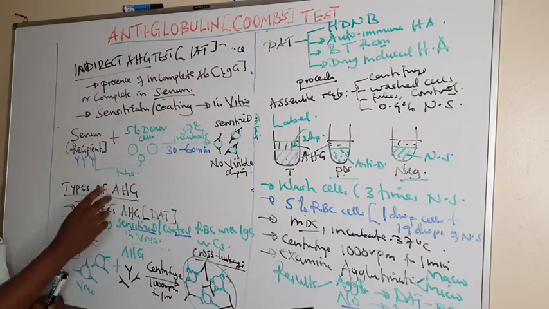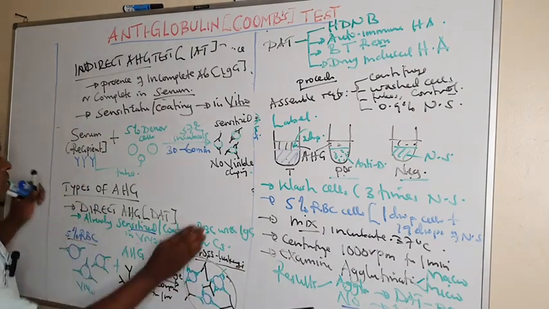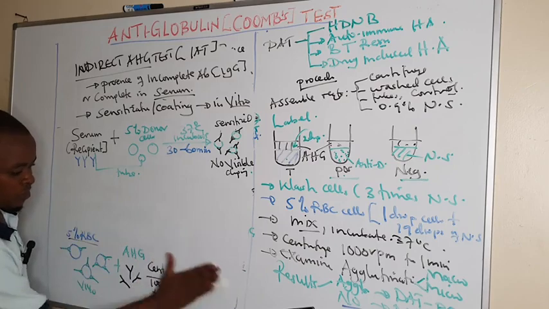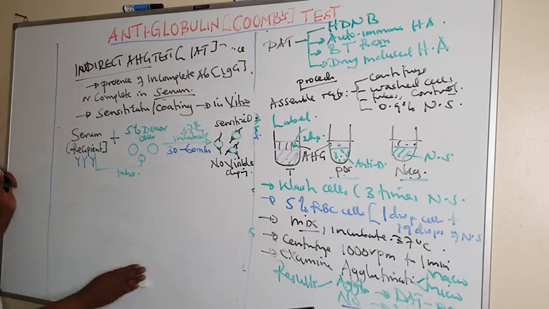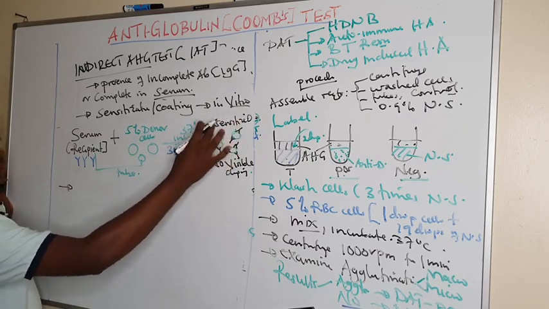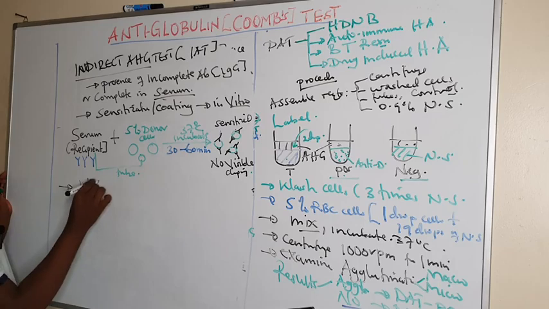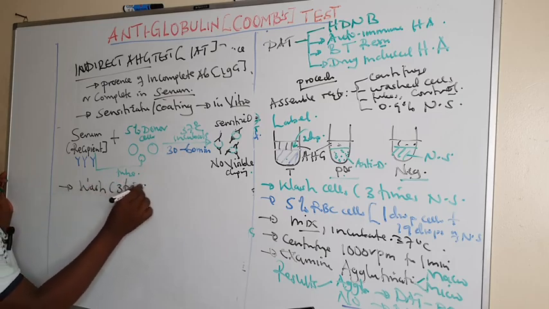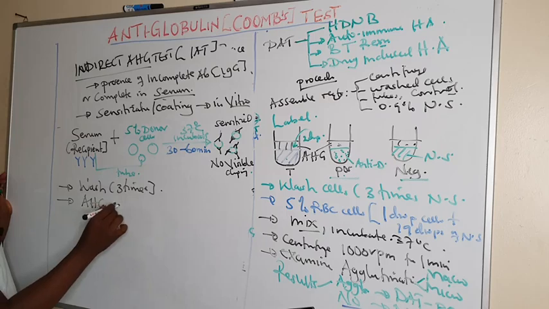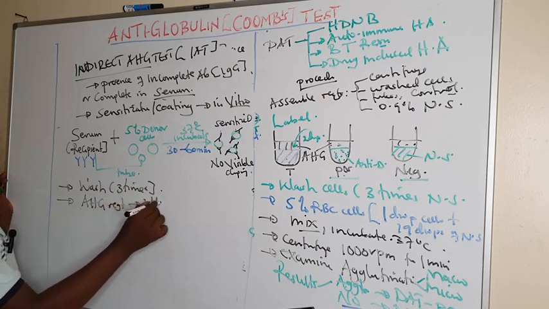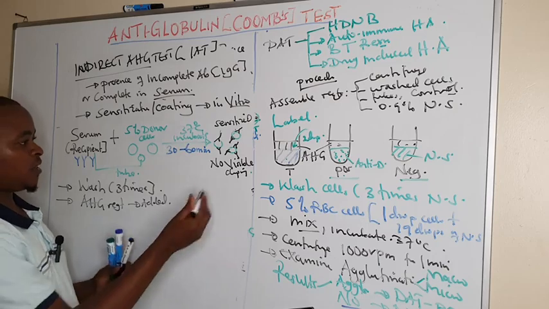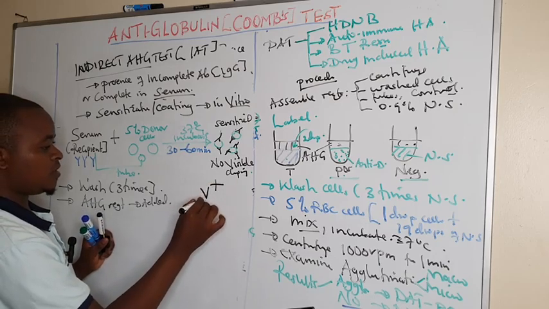After incubation for 30 to 60 minutes, that's when we again wash with normal saline. After incubation, we wash with normal saline 3 times. After washing, that's when anti-human globulin reagent is added. After washing, we come and add anti-human globulin.